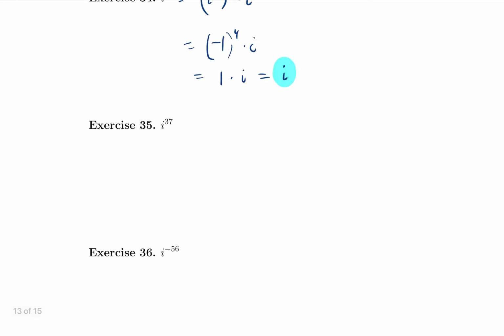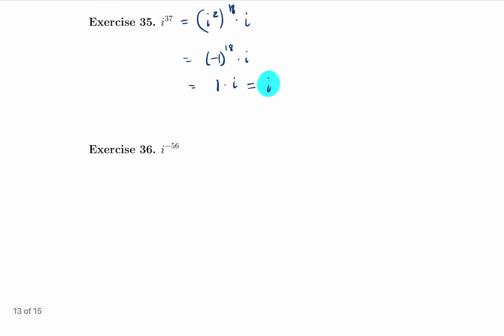Let's try another one. So similarly, our goal is to make this in terms of i squared. And remember, we want to get as close as possible to 37 without going over. So that would be 18 because 2 times 18 is 36. But that's 36, which means we need one more i to complete the 37, so times an additional i. So now we have negative 1 to the 18th times i. Once again, just as the previous example, 18 is an even number, so this becomes positive 1 times i, which is i.